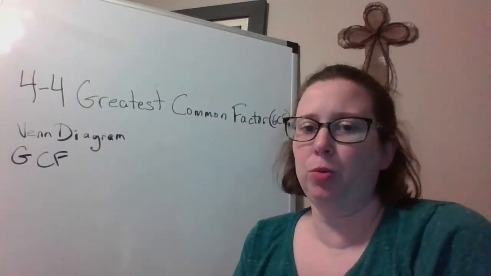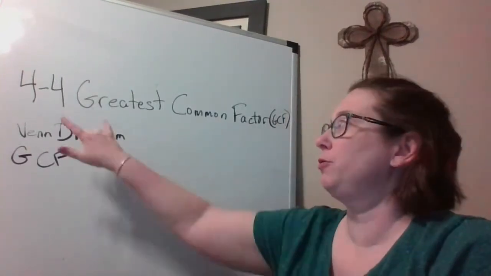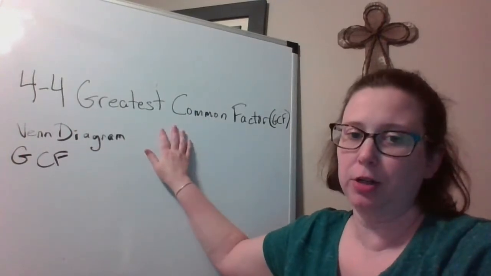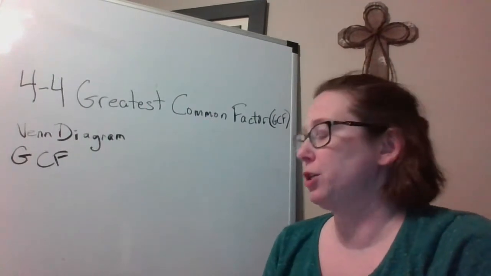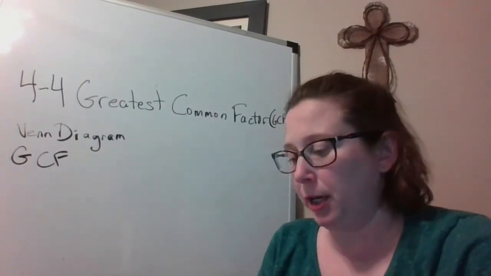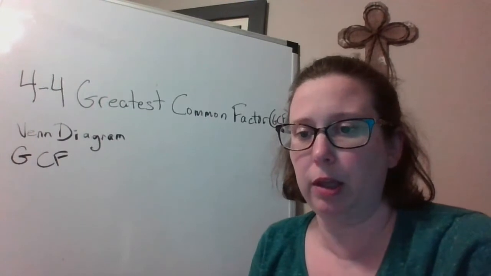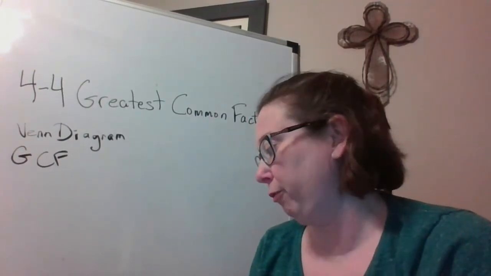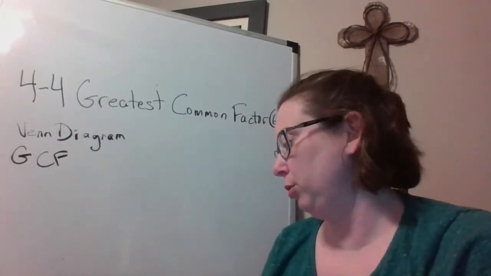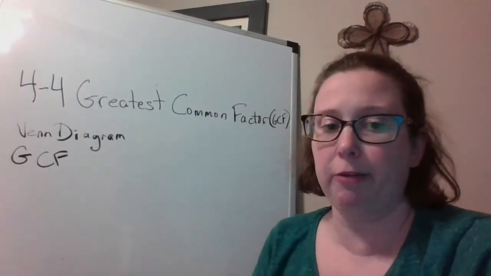7th grade. So this lesson is 4-4 greatest common factor. We will be talking about this section 4-4, which you can find in your books or on the photos that I sent you on page 164 through 167.